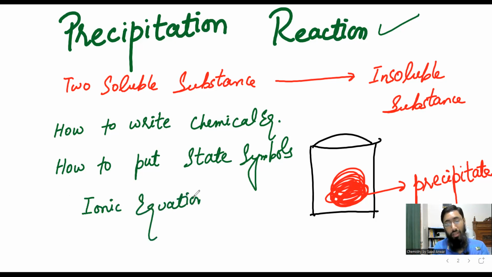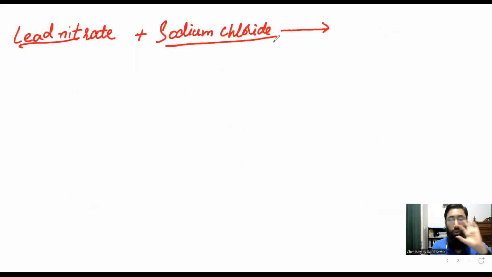And the one most important thing, how to figure out the nature and the name of the product which is going to form when two salts react together. So this is lead nitrate and this is sodium chloride. Now I have to figure out which product will form here. So guys, this is lead. Lead is the positive part. In a salt, the first portion is always positive and the second portion is always negative. Lead is the positive portion, nitrate is the negative portion, sodium is the positive portion, chloride is the negative portion.